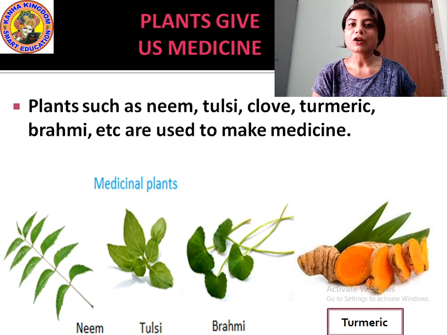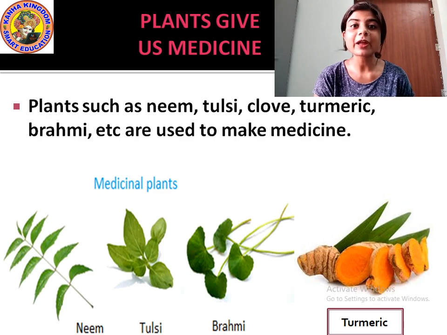Students, plants also give us medicine. Okay, we also get medicine. Some plants have medicinal use. Some plants are used as medicine also. Plants such as neem, tulsi, clove, turmeric, brahmi, etc. are used to make medicine. Some plants have medicinal use.